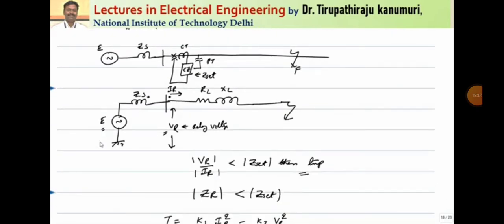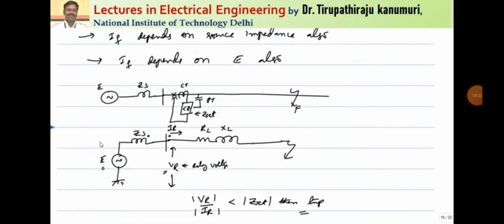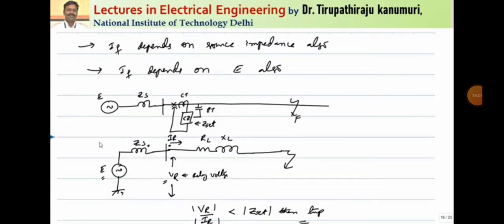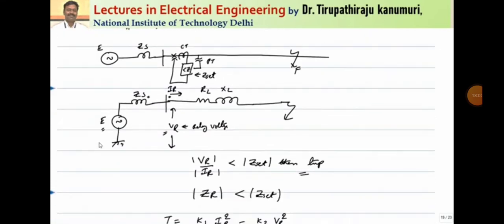We just use the overcurrent relays as the backup protection only, and the main protection will be done by the distance protection. That means using either an impedance relay, reactance relay or the Mho relay. We are going to discuss them one by one.